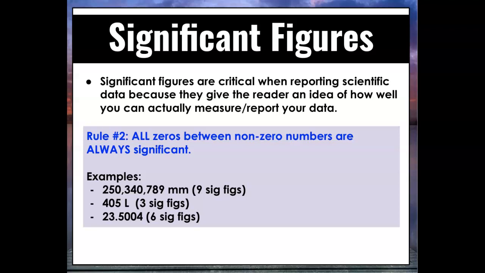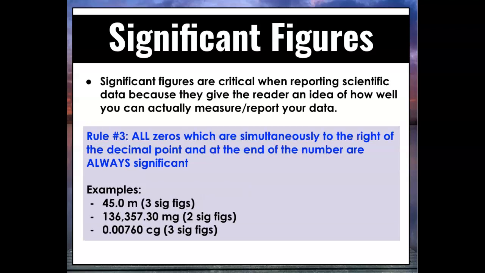It's the same thing if we have 2 zeros sandwiched with each other, so 23.5004 has 6 significant figures because those 2 zeros are sandwiched between a 5 and a 4. Rule number 3 says all zeros which are simultaneously to the right of the decimal point and at the end of a number are always significant.